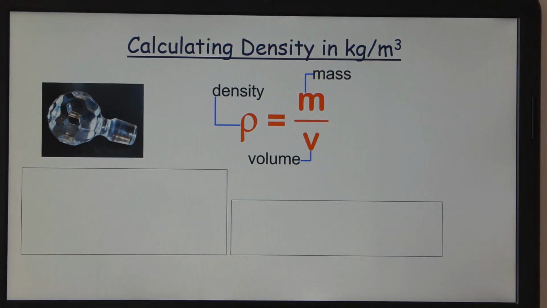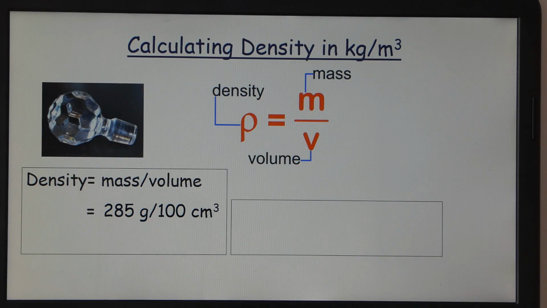Okay, time to put our numbers into the equation and calculate the density of our stopper. Density is mass divided by volume. The mass of the stopper was 285 grams and we divide it by the volume, which was 100 centimetre cubed. This gives us the answer of 2.85 grams per centimetre cubed.